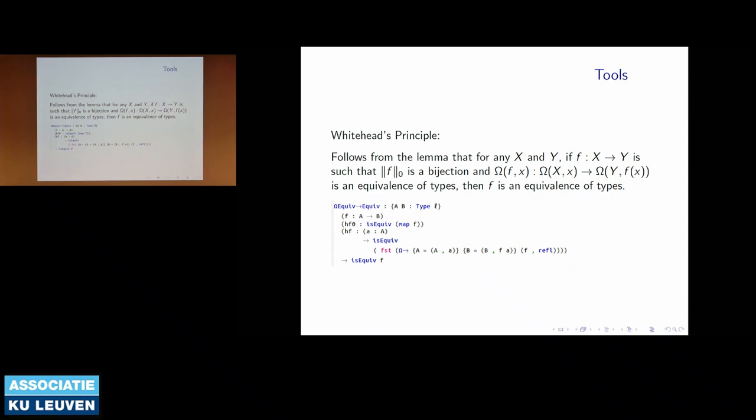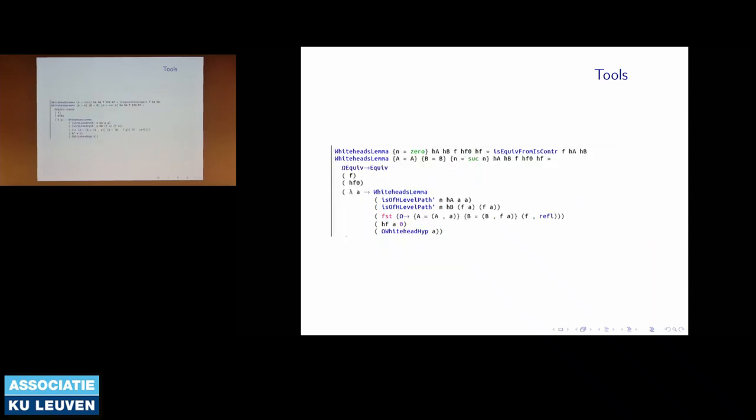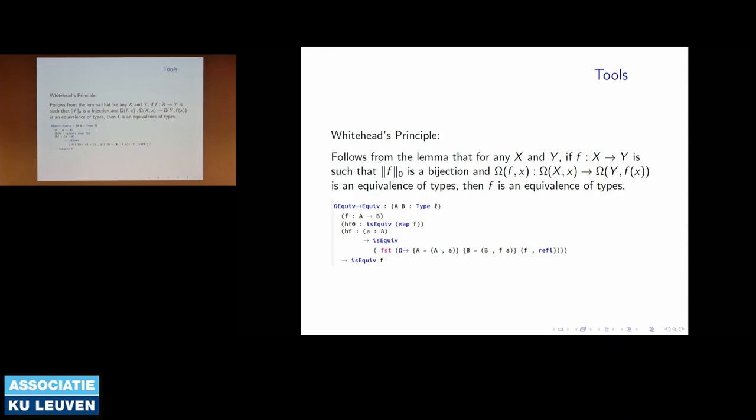So here we have the two types, here we have f, a map between them, here we have the hypothesis that the set truncation is a bijection, here we have the hypothesis that the map between the loop spaces is an equivalence, and the conclusion is that f is an equivalence. And here's the formal proof of Whitehead's lemma. You can see we're going by induction, and in the induction step, we're appealing to the previous lemma.